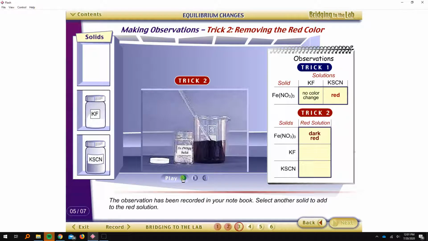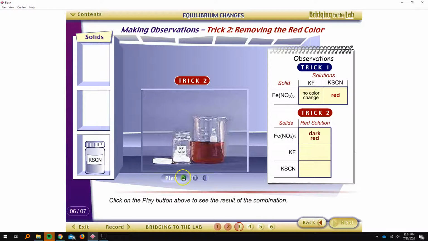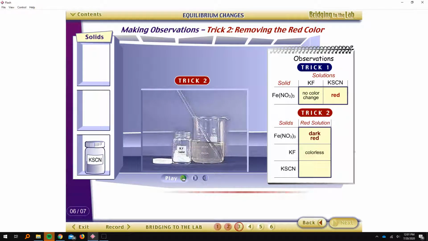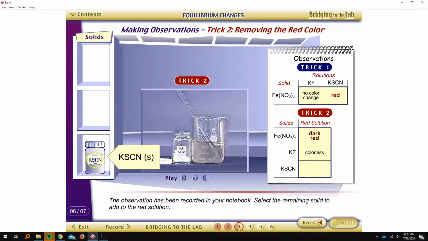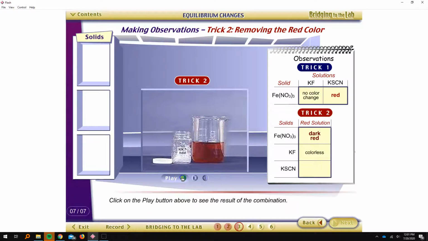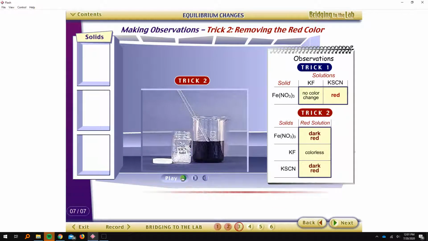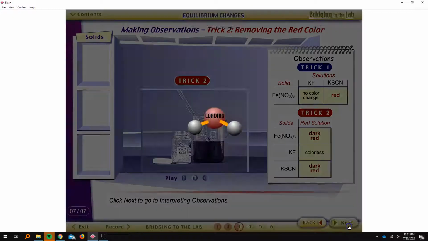Oh, doesn't turn clear. Okay, what about this guy? Oh, there we go. Colorless. That's what we were looking for, right? Let's try this guy. Oh, turns darker. Can't be that guy. Okay, so write that in your data table, and let's move on.